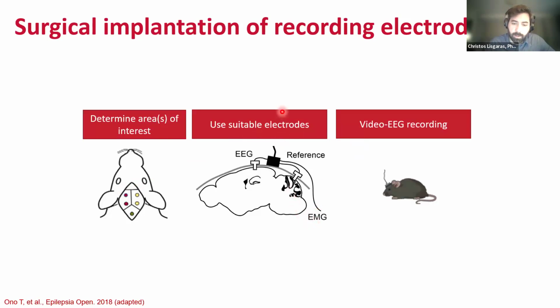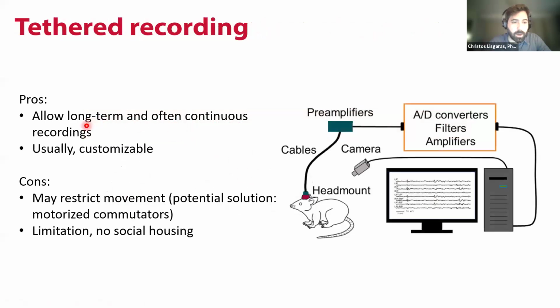There are several different approaches. You can use screw electrodes, you can use depth electrodes to reach deeper structures, and largely the video EEG recording is similar, either by using screw electrodes or depth electrodes. So in the next few slides, I'm going to be describing the approaches that we use to record video EEG.